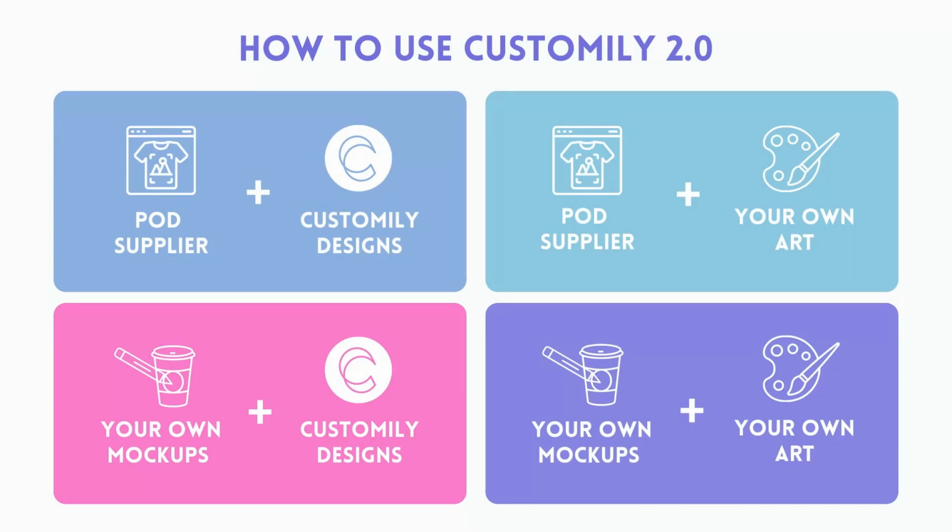Now, we can say that there are 4 different paths you can explore with Customily 2.0. You can work with a print-on-demand provider who has its own product catalog and add a design from Customily's library to it. This is the fastest path and the one that allows you to have published products ready to sell in minutes. Now, you can work with a print-on-demand provider, but choose to add your own designs to their products. In this case, you will have to populate your design library before being able to publish products in your store.